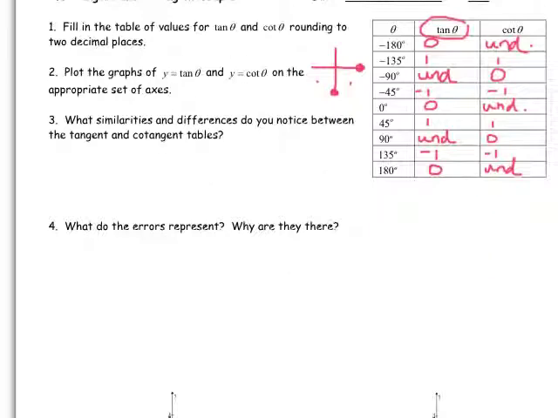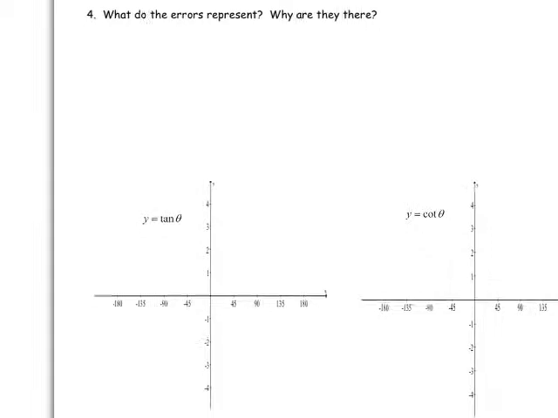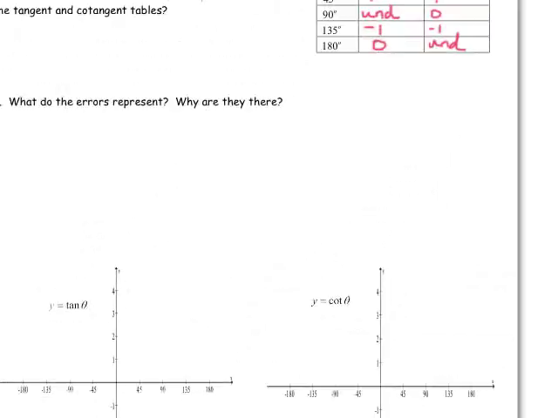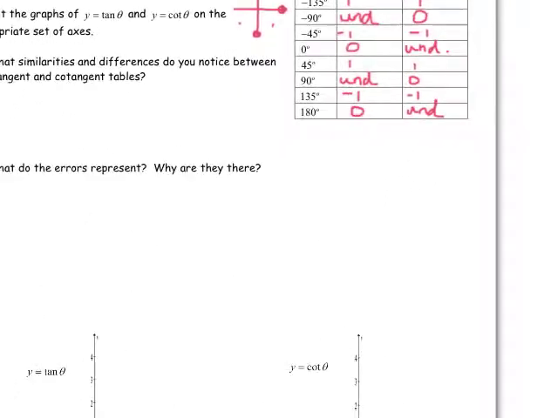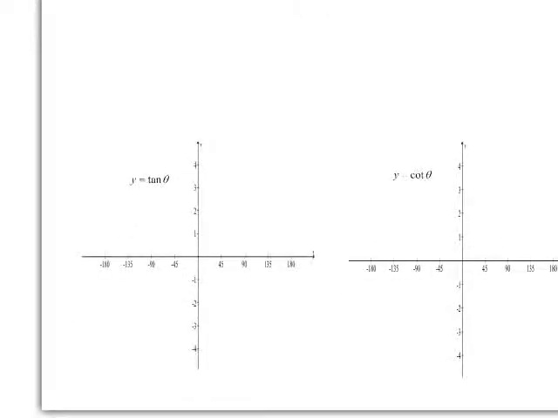Alright, so if you take these points, make sure you have these points down, and we plot them over here. So at negative 180, it was at 0. Negative 135, it was at positive 1. Negative 90 is undefined. We graph undefined as a vertical asymptote, because undefined means you can't graph it. And a vertical asymptote is something that your graph approaches but never actually hits.